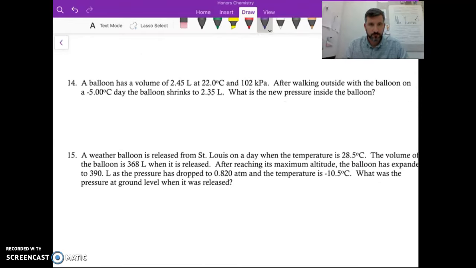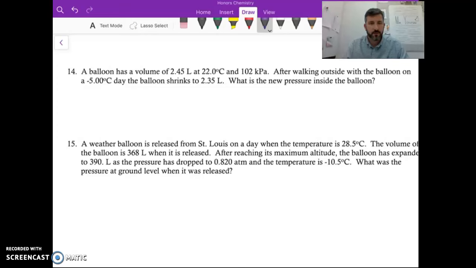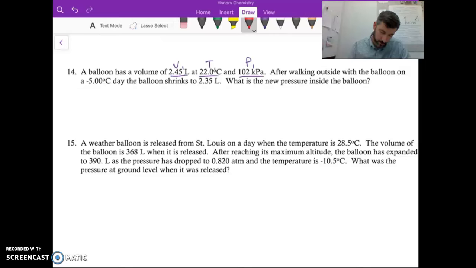So number 14, you were supposed to do: a balloon has a volume of 2.45 liters at 22 degrees Celsius and 102 kPa. So that basically is my V1, my T1, but I do have to remember to convert it to kelvins, and my P1. And then I have my T2, again I have to make sure to convert it to kelvins, and my V2. So we're just looking for P2. So P2 equals question mark. So if you haven't done so already, see if you can set that up and solve for P2.